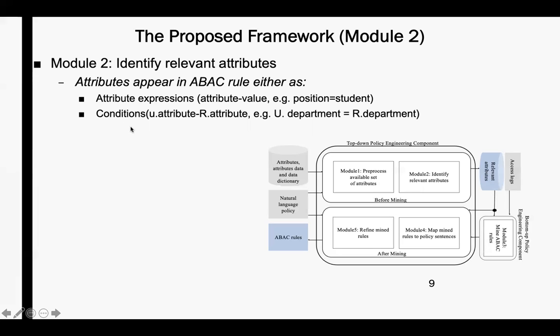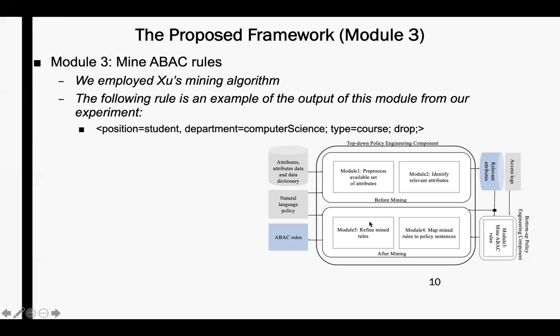In order to identify those that can be part of condition expression, we compare user and resource attributes and collect those that have values that came from the same domain, since they can be used to express conditions. Now, once we have the set of relevant attributes, we provide it to the miner as well as the access log to produce the first set of rules, as you can see. So the miner will produce rules. Here's an example of a rule produced by our experiment.